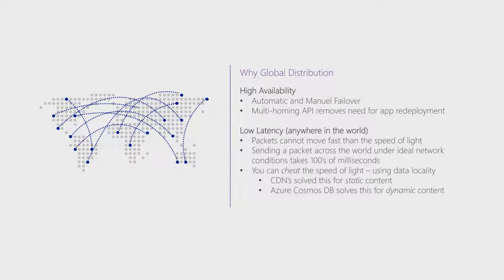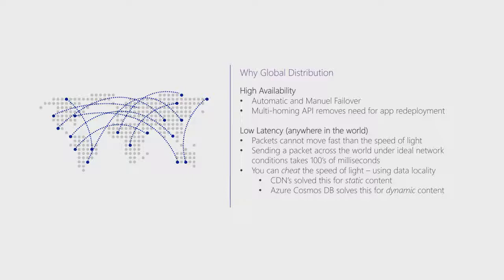Number one is the obvious one. It's high availability, right? If you have your data and your database replicated to multiple regions around the world, then you have resiliency against any kind of disaster, whether that be a natural disaster or a geopolitical disaster. Basically, now your application is resilient to a region of the world going dark.